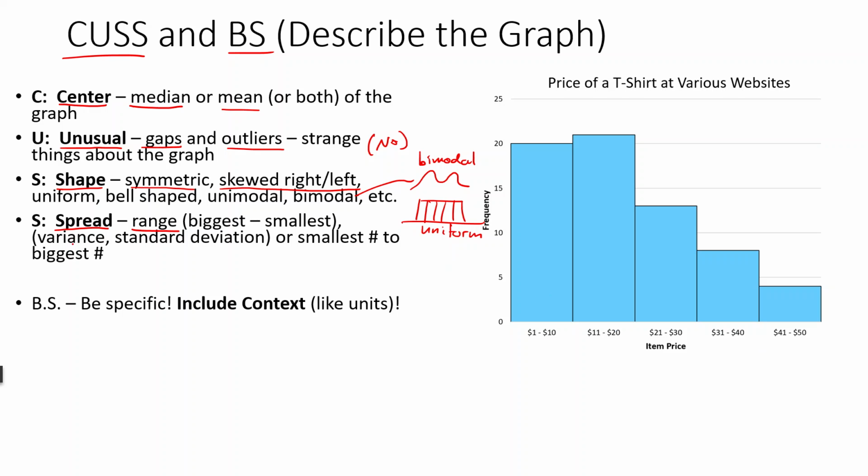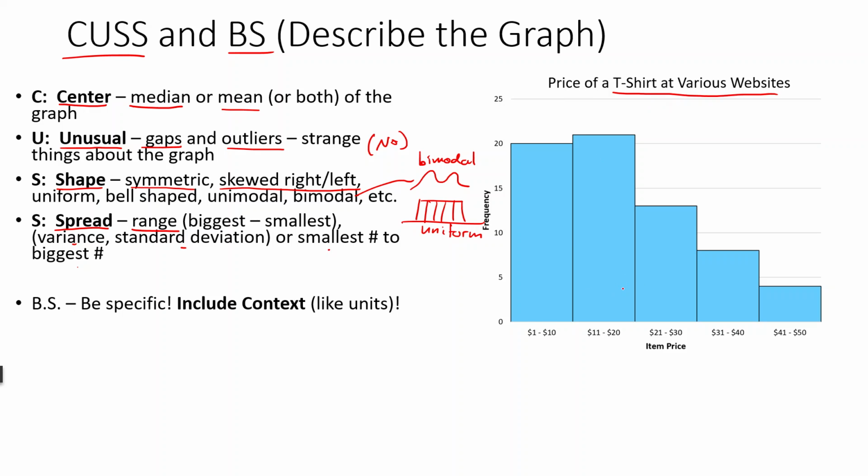All right. We can use something called the variance. We can do something called the standard deviation, but we don't know those yet. Or we can just say what's the smallest number to the biggest number. Like this would go from 1 to about 50. And make sure to include context. So if we see a title, price of t-shirts at various websites, that's going to be our context.